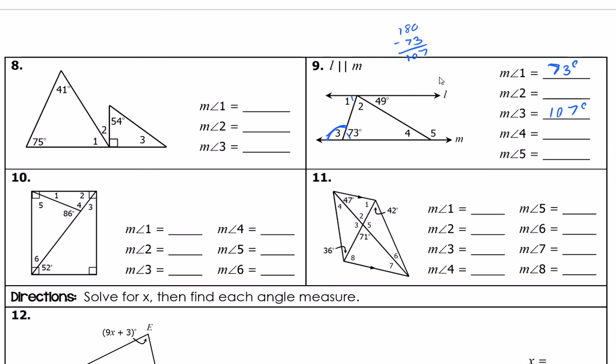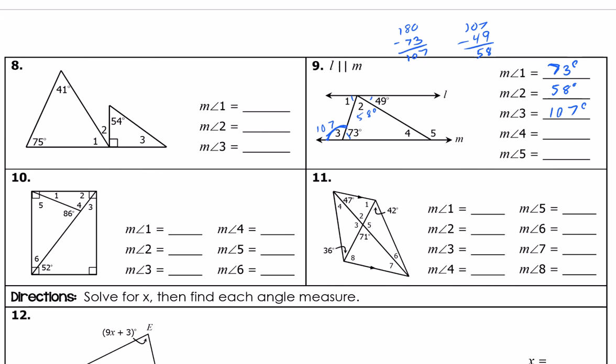Now that also can help me find a measure of angle 2. If angle 3 is 107, that means that measure of angle 2 and the 49 has to also be 107. So to find angle 2, I'm going to do 107 minus 49, which will give us 58. So measure of angle 2 is 58 degrees.